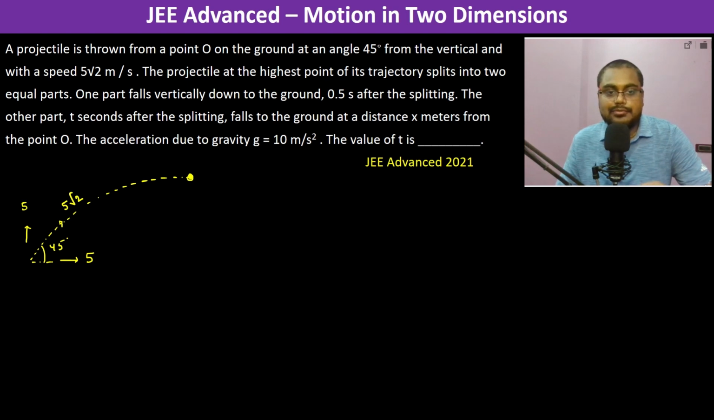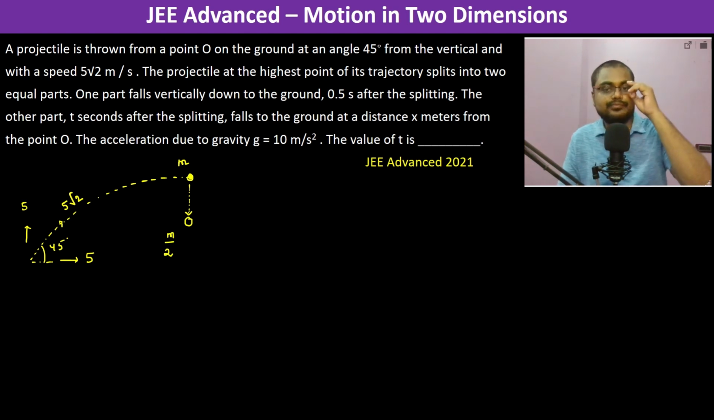One part falls vertically down to the ground. This is the one part, and two equal parts. Okay, so if this was m, so this is m by 2. Okay, so therefore now the second part m by 2. So now how will m by 2 go?